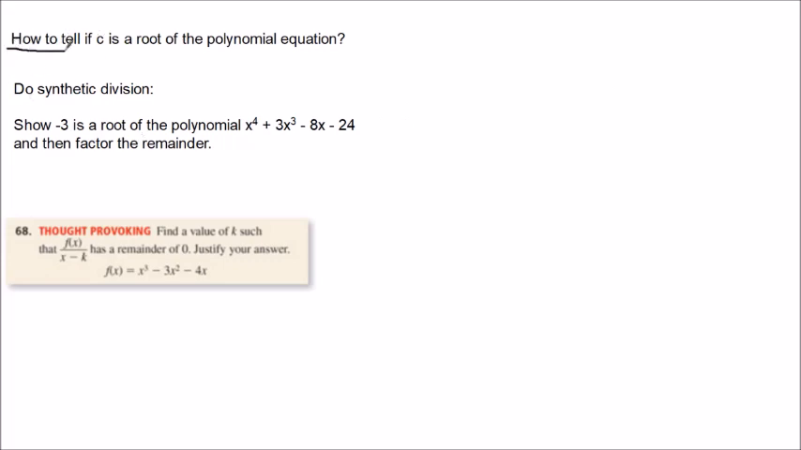How do you tell if c is a root of a polynomial equation? That means it has to divide into it and give a remainder of 0 in order for it to be a root, because then f of x is equal to 0. And that's one of the theorems that we've learned.